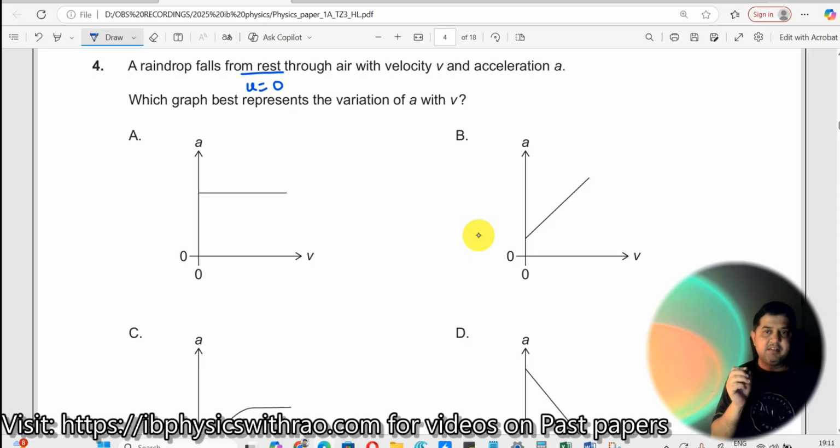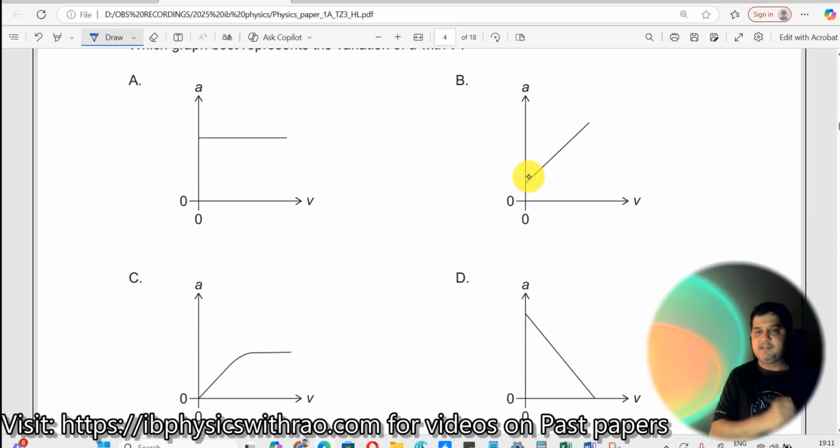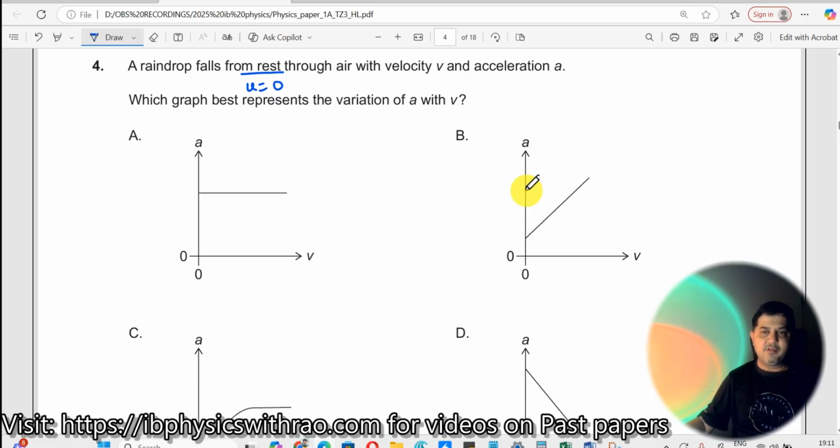And when such questions come, what students usually do is that they'll mark C as the right answer, because the moment you say raindrop is falling, we all get confused saying that okay, the velocity should remain a constant. But that is not the case here. Let's understand that here the plot is acceleration versus velocity and not velocity versus time.